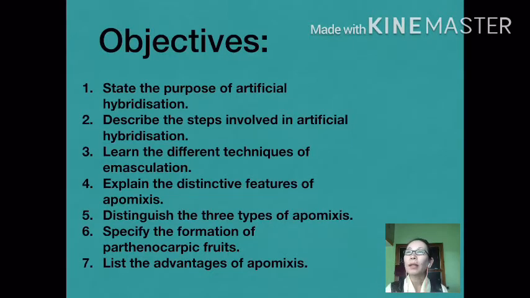1. State the purpose of artificial hybridization. 2. Describe the steps involved in artificial hybridization. 3. Learn the different techniques of emasculation. 4. Explain the distinctive features of apomixis. 5. Distinguish between the three types of apomixis. 6. Specify the formation of parthenocarpic fruits. And 7. List the advantages of apomixis.